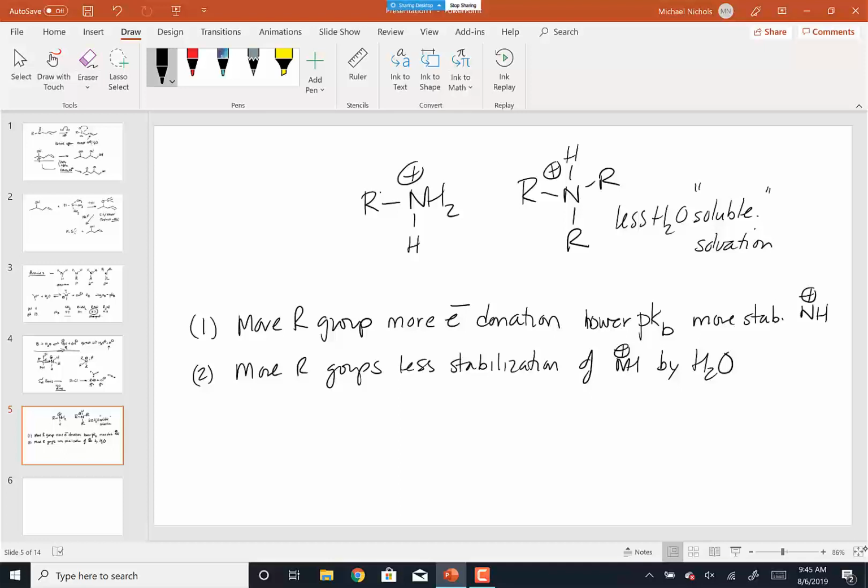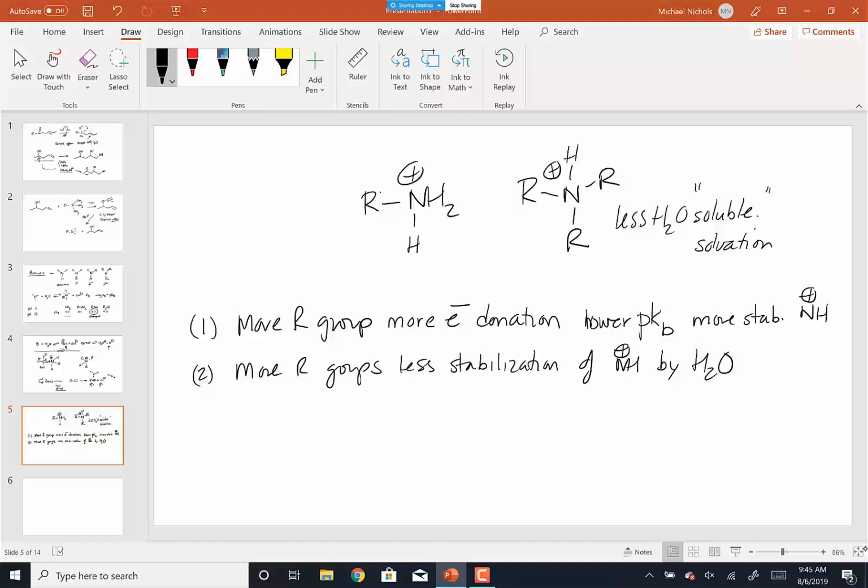So if we go back and we look at the pKb numbers that I gave you that aren't in your book, I had to Google search those, which is really easy. Just Google search pKb of amines, and it'll give you a chart. If we look at these two factors, we can tell which one is stronger for each of the 3 or 4 types of amines.